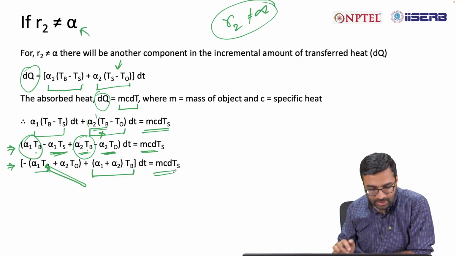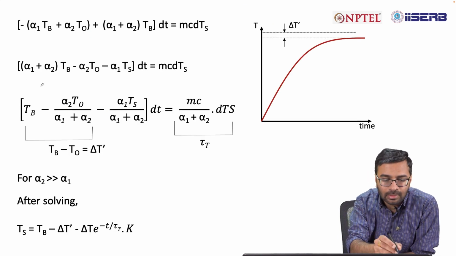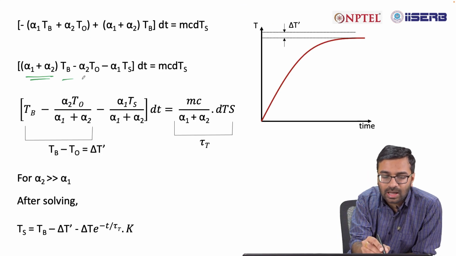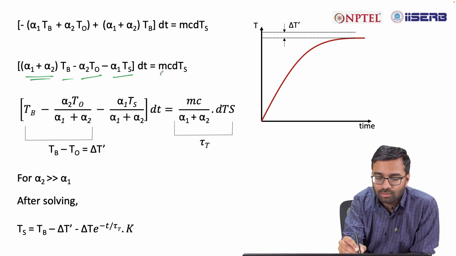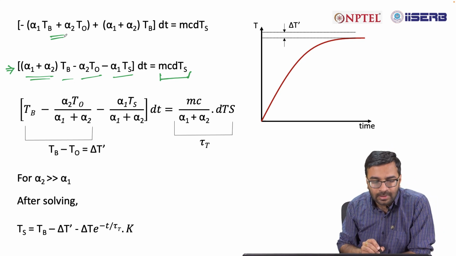Then again, in this case, you can understand that this equation will become (alpha 1 plus alpha 2) Tb, minus alpha 2 T0, minus alpha 1 Ts, dt is equal to m into c into dTs. Just rearrange this equation, but you have got it over here.